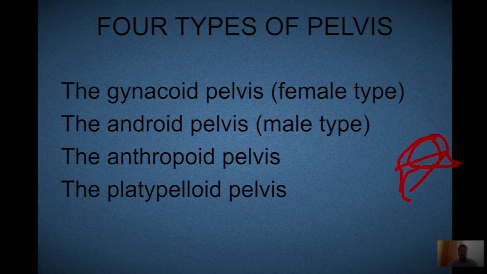Now, according to these diameters and the structures, we should know the types of pelvis. There are four types of pelvis: gynecoid pelvis, android pelvis, anthropoid pelvis, and platypelloid pelvis. Generally, the gynecoid pelvis is present in a large number. In many women, statistically, a gynecoid pelvis is present, and it is the most favorable pelvis for childbirth. The second is the android pelvis.